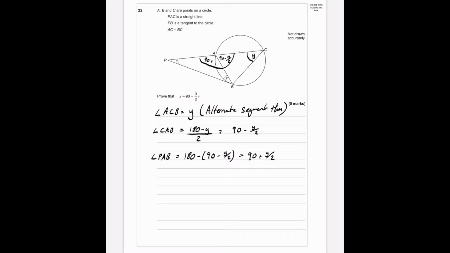We now have expressions for the three angles in the triangle PAB. So the sum of those three angles will be 180. We've got the x on the left, we've got a 90 plus y over 2, and we've got a y. That's going to sum to 180 degrees. y over 2 plus y will be 3 over 2 lots of y, 1.5y. Subtract 90 from both sides, subtract 3 over 2 y from both sides. We're going to get x is equal to 90 minus 3 over 2 y as required.